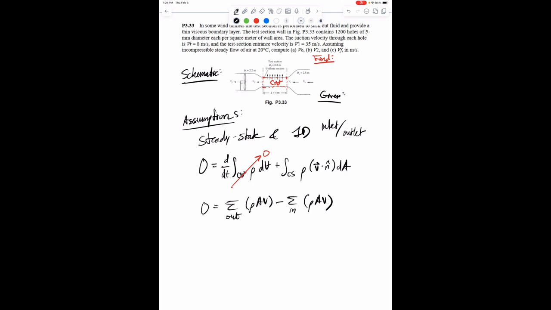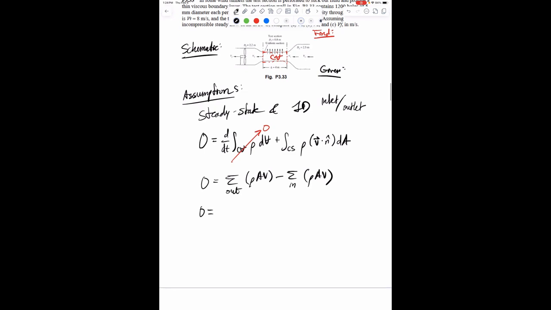In this control volume, my inlet is the flow at section 1. That's the inlet going into my system. In terms of outlets, I have the suction occurring at the top of the test section with the 1,200 holes. And then I have my section at 2, which is where the flow then exits toward the fan before it exits the wind tunnel. So my outlets were the suction section and section 2. So rho AV suction section plus rho AV section 2 minus inlet rho AV section 1.